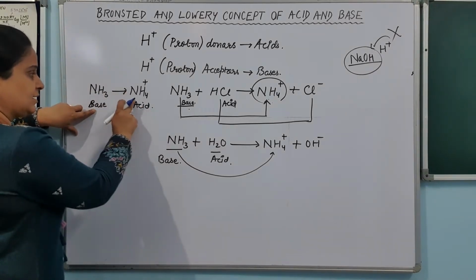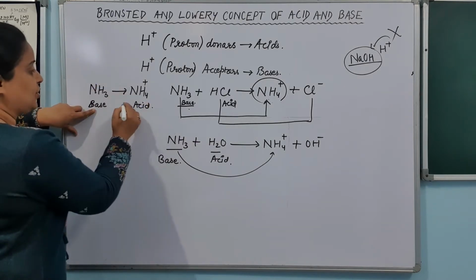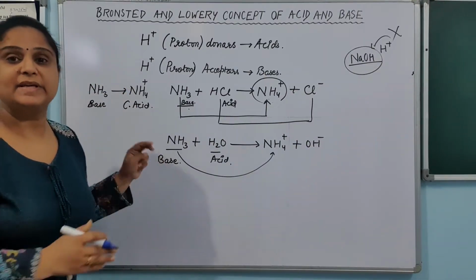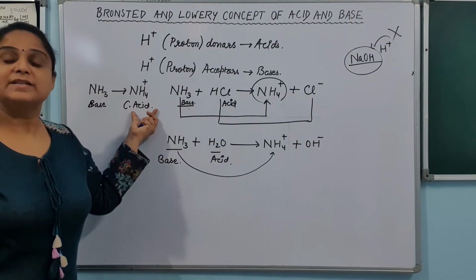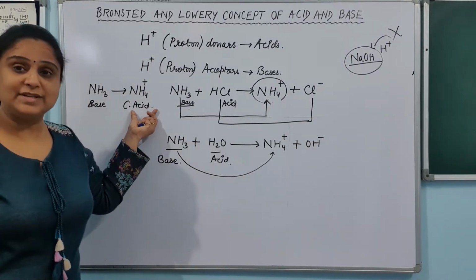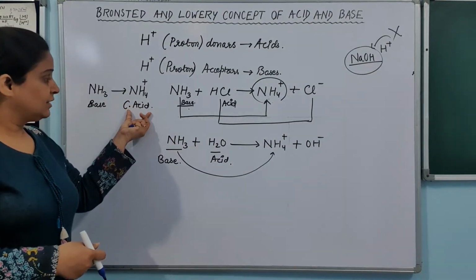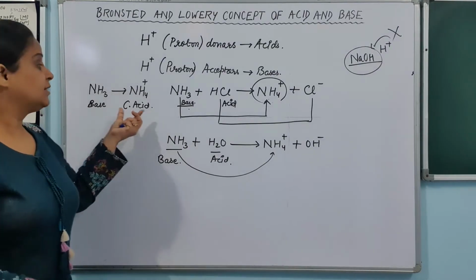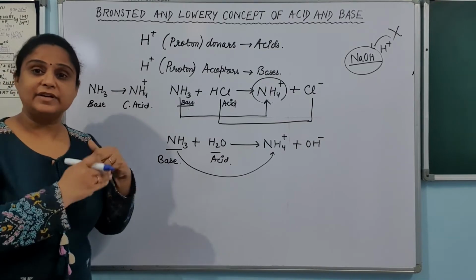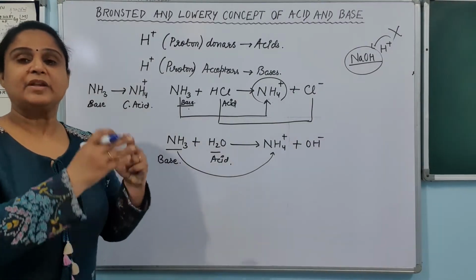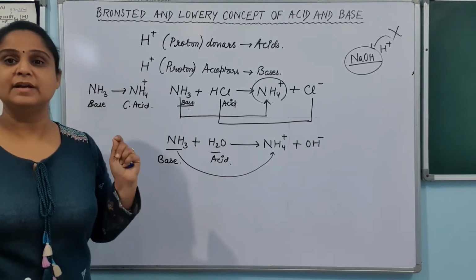So this pair, which differs from each other by the H plus ion only, is called a conjugate acid and base pair. Every base after the acceptance of a proton is converted into an acid, because now it has an H plus ion, so it can donate. So ammonium ion is an acid, which is called the conjugate acid of this base. Whatever relationship is created after the acceptance and after the loss is called a conjugate acid and base pair.